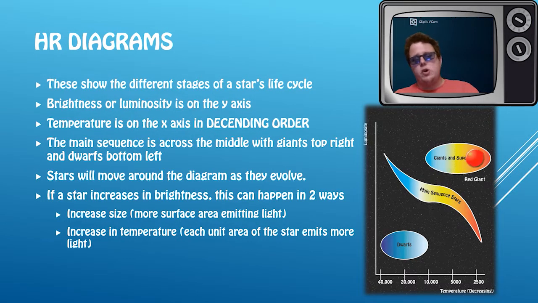Now as a star evolves, goes through that life cycle, it moves around. So this is a typical sequence of something like our sun. Stars increase in brightness in two ways. Either they increase in size, which means they have more surface area emitting more light, or they increase in temperature. So this is how stars can change on the luminosity scale. Something like our sun, when it becomes a red giant, will be brighter because it's bigger, but it will have cooled down. When it becomes a white dwarf, it will get hotter, but because of that decrease in size, it will appear dimmer. So that's just something to bear in mind.